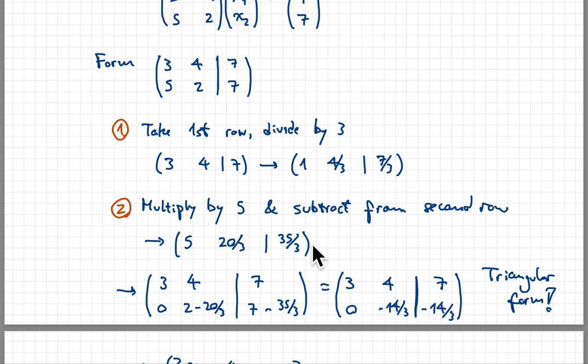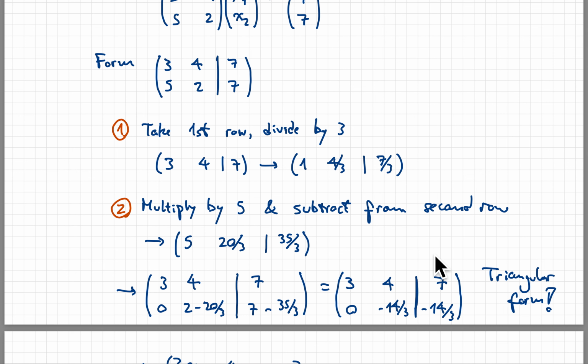And so we take that and we subtract that from the second row, so we get 0. Then we get our 2 minus 20 divided by 3, and our 7 minus 35 divided by 3, because we're subtracting these objects from the second row here. And if you do the calculation, you see that you get our first row, which you could divide by 3 if you wanted to, or you can just leave it untouched. Either way is fine, it'll give you the same answer. And you get 3, 4, 7, and 0, minus 14 divided by 3, and then minus 14 divided by 3 again.